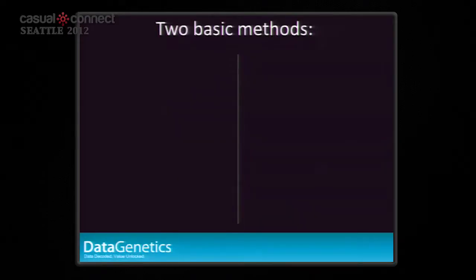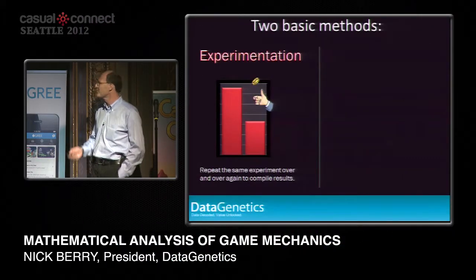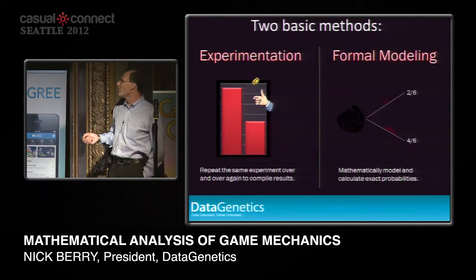So how would we go about finding out whether that was a good game or a bad game? Well, there are two basic ways of doing it. One is experimentation. We just do it again, and we sum up all the results. The other way is a formal model, a mathematical model.